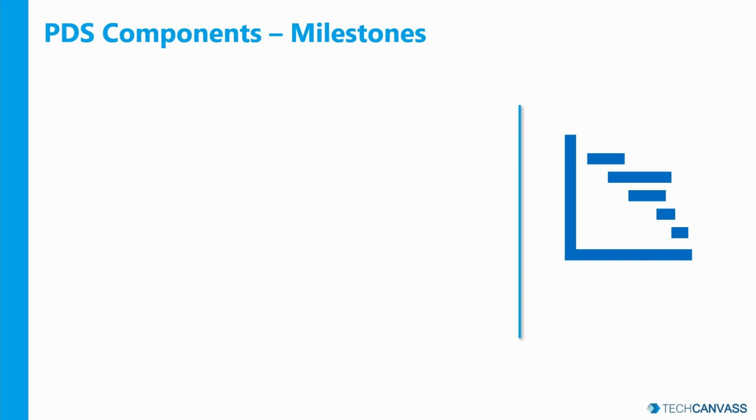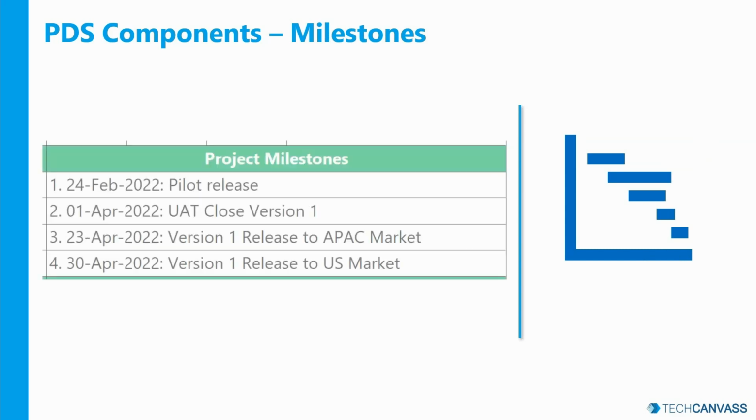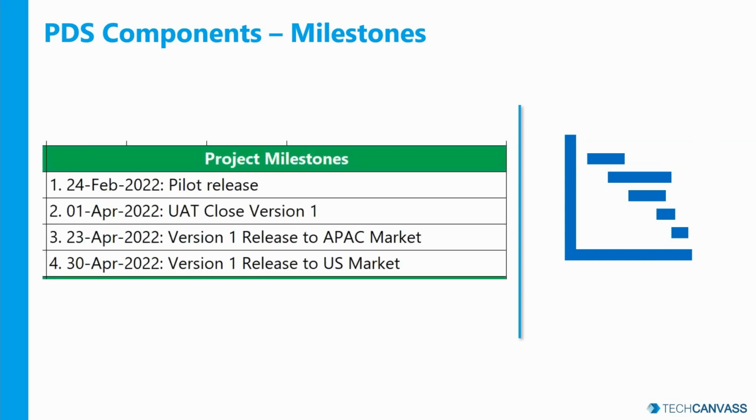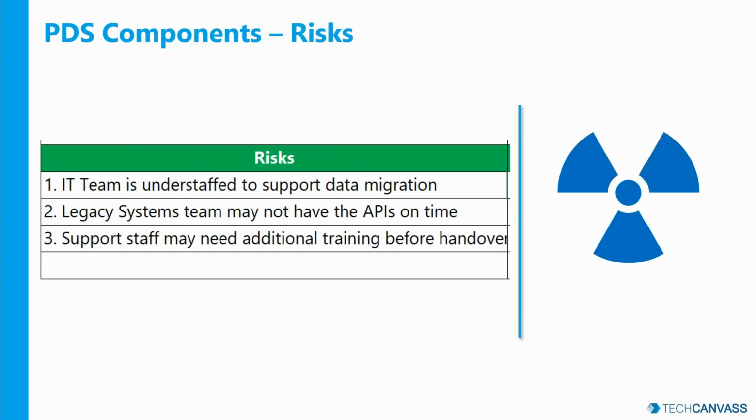You can also mention your project's main milestones. In this example, we have given milestones of a pilot release, UAT acceptance, and different geographies to be released on different dates. You can also mention your high-level risks. And if your space permits, you can also add assumptions and issues on top of the PDS.